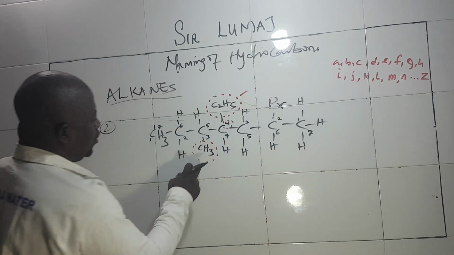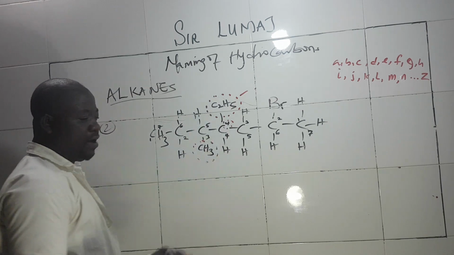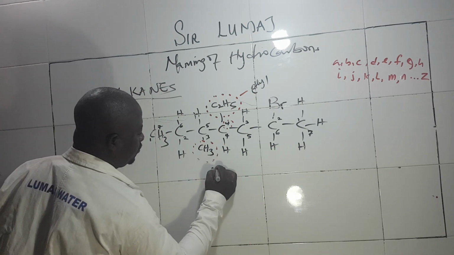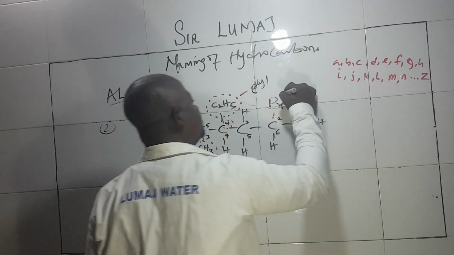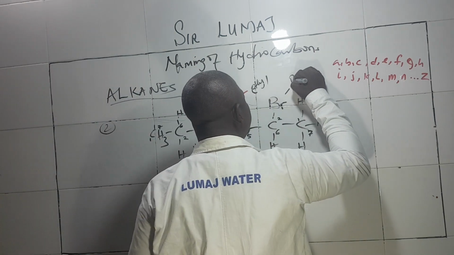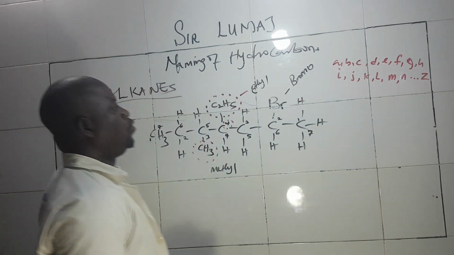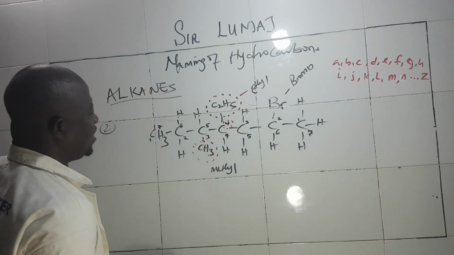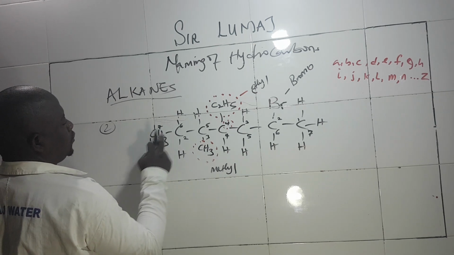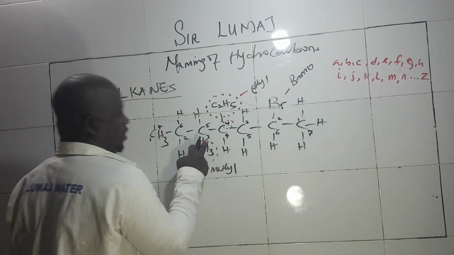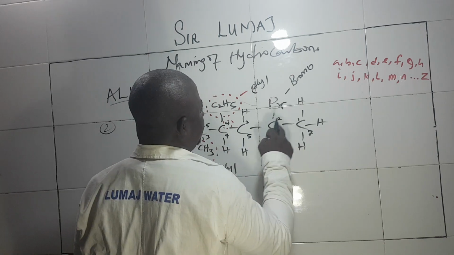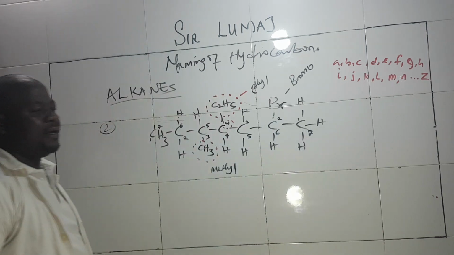The same step. This is an attached group the way I've explained it. This is ethyl. And this is methyl. And this is bromine. But they don't call it bromine. When it's in a reaction, we call it bromo. Bromo. So for me to count this now, you start naming them. This is carbon number 1, carbon number 2, carbon number 3, carbon number 4, carbon number 5, carbon number 6, carbon number 7.